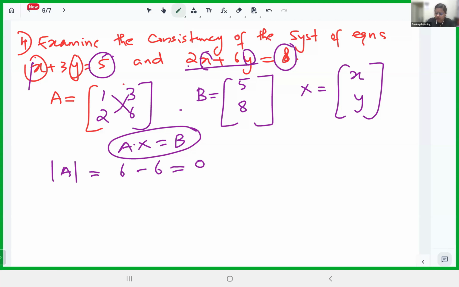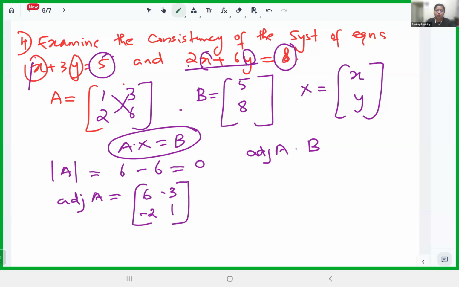For that, what do you have to consider? You have to consider the product adjoint of A into B. And what is adjoint of A? Since this is a 2 by 2 matrix, we can write the adjoint easily. How will you do that? You have to interchange the diagonal elements and change the sign of the non-diagonal elements. The non-diagonal elements here are 3 and 2, so this will become minus 3 and this will become minus 2. So this is our adjoint matrix.